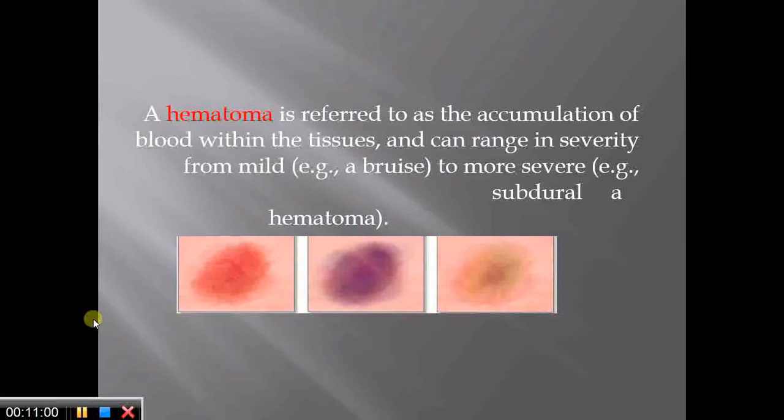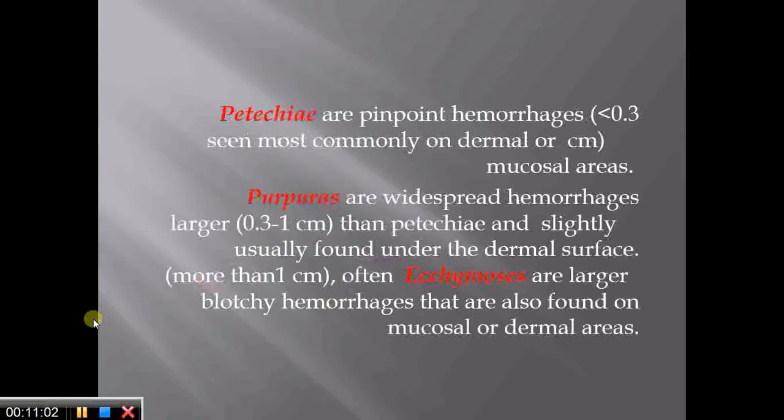Petechiae are pinpoint hemorrhages, less than 0.3 cm, seen most commonly on dermal or mucosal areas. Purpuras are widespread hemorrhages slightly larger, 0.3 to 1 cm, than petechiae and usually found under the dermal surface. Ecchymoses are larger, more than 1 cm, often blotchy hemorrhages that are also found on mucosal or dermal areas.